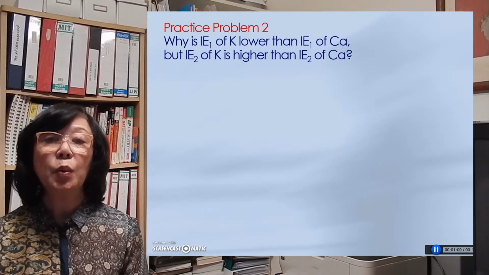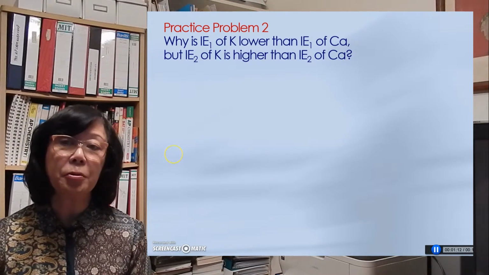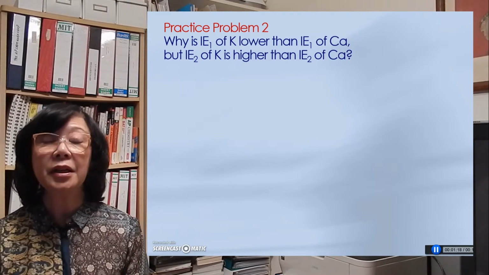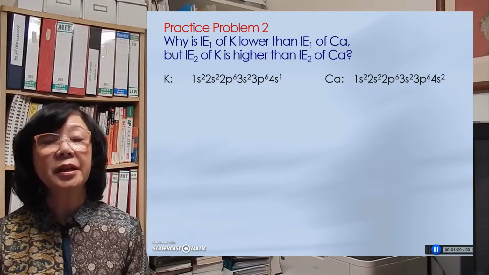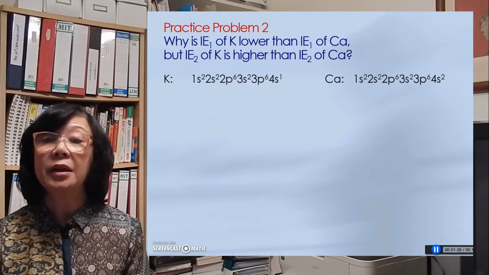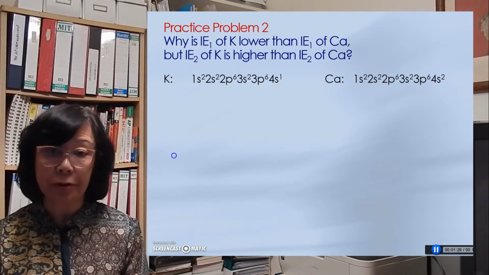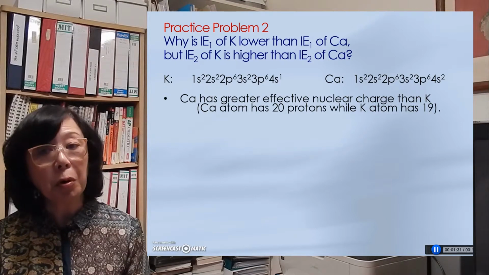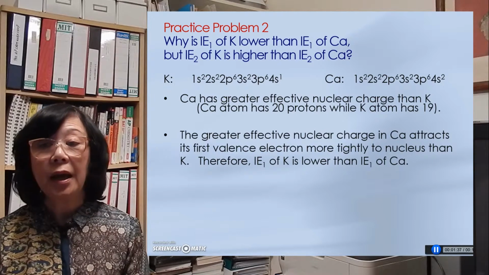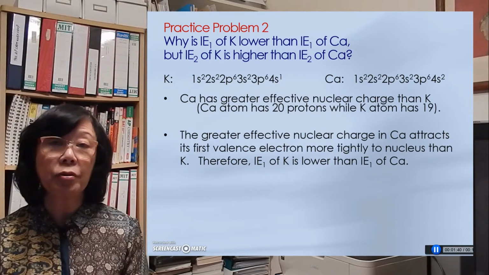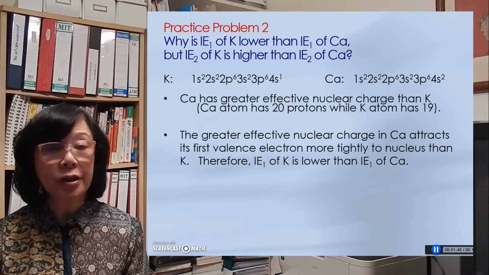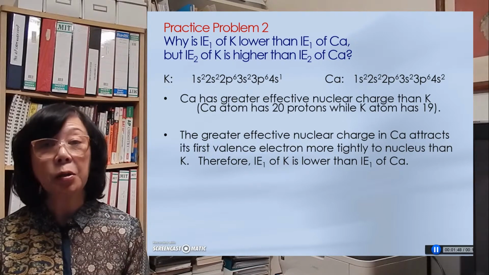Second problem: why is the first ionization energy of potassium lower than that of calcium, but the second ionization energy of potassium is higher than that of calcium? Let's take a look at the electron configuration. Potassium ends with a 4s1 valence electron, and calcium ends with 4s2 valence electrons. Calcium has more protons and therefore greater effective nuclear charge than potassium. The greater effective nuclear charge in calcium would attract the valence electron more tightly to the nucleus. Therefore, the first ionization energy of potassium is lower than that of calcium.